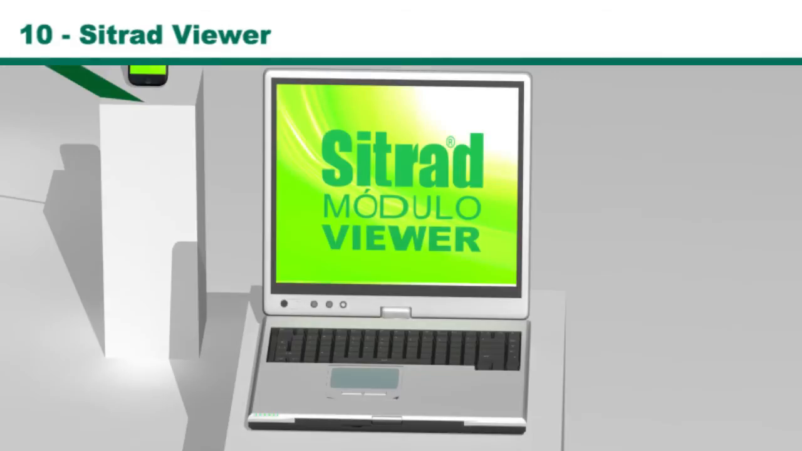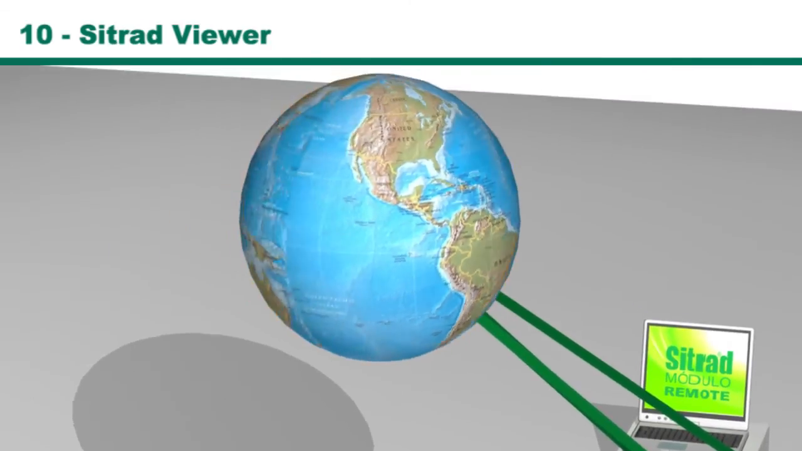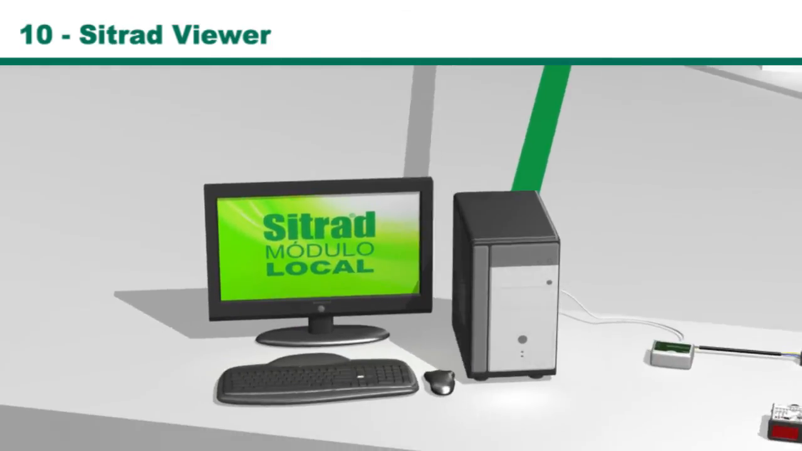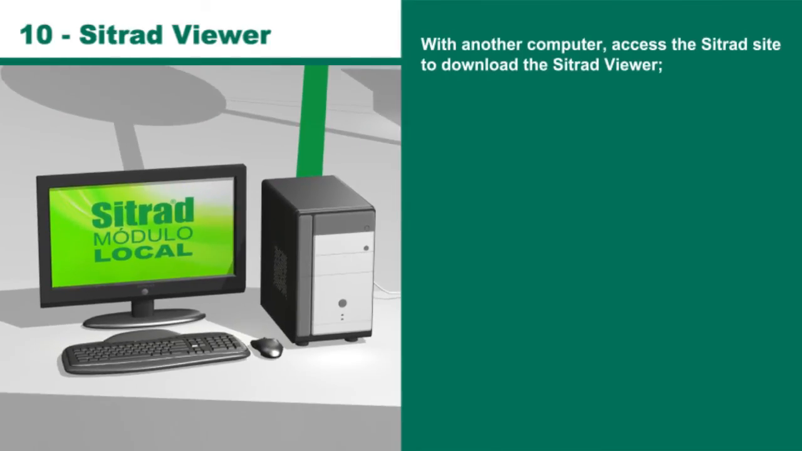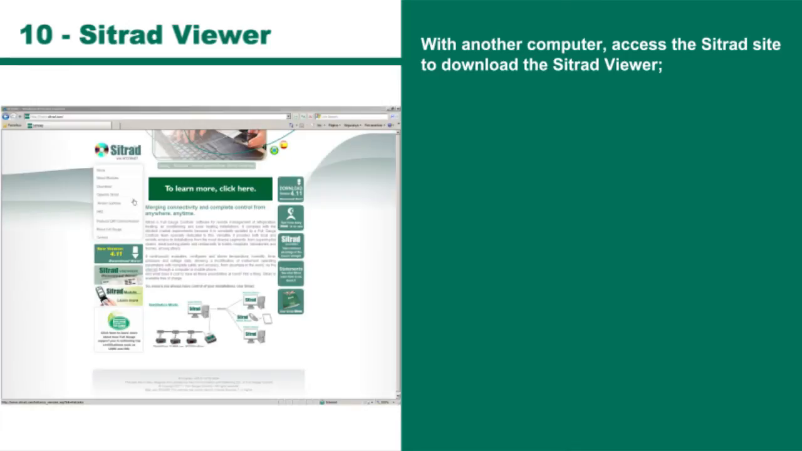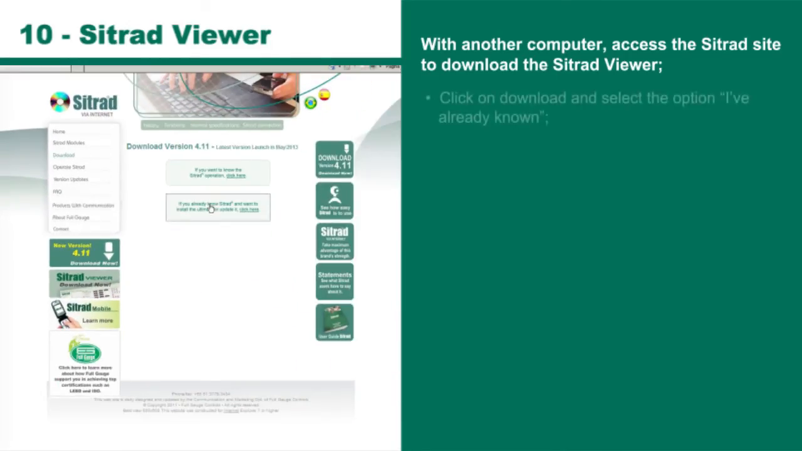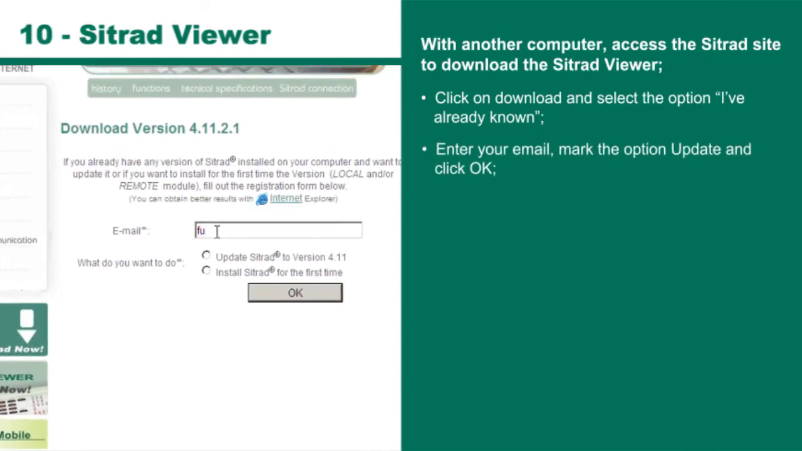Sitrad Viewer. With Sitrad Viewer, you have a remote monitoring central and can view multiple installations on one screen. With another computer, access the Sitrad site to download the Sitrad Viewer. Click on Download and select the option I already know. Enter your email. Mark the option Update and click OK.